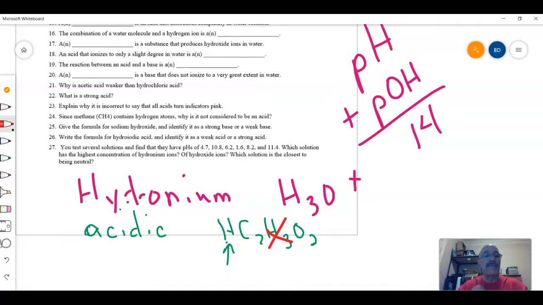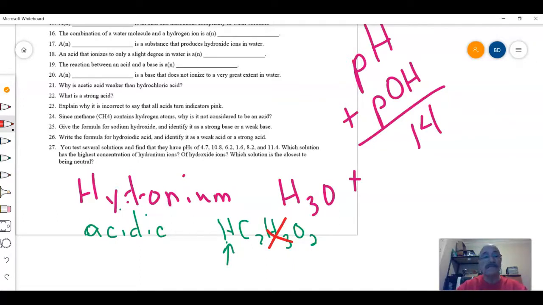Number 25, give the formula for sodium hydroxide, NaOH, and identify as weak or strong. Strong. 26, write the formula for hydroiodic acid, HI. I always wave when I say that because I'm saying hi. And identify as weak or strong.